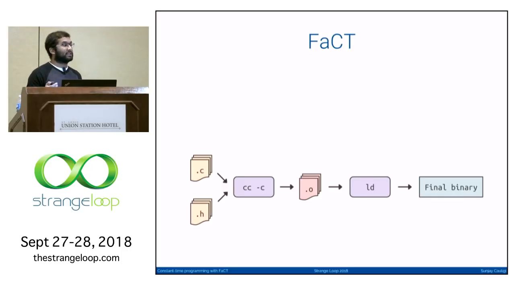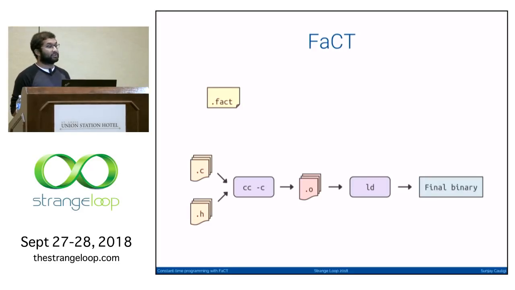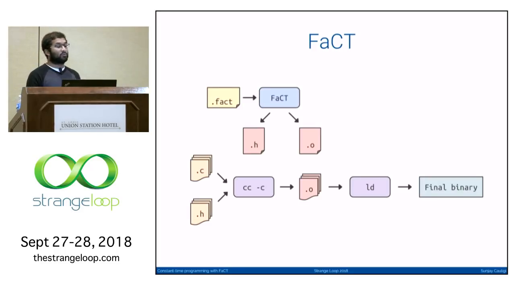We don't imagine FaCT as a general-purpose programming language. It's meant to be a language where you just write the functions you need to be timing secure. So if you have a pre-existing code base, you can write your timing secure functions in FaCT. The compiler will produce a header file and an object file, and you can toss those right into the rest of your tool chain, and it just fits easily right in.